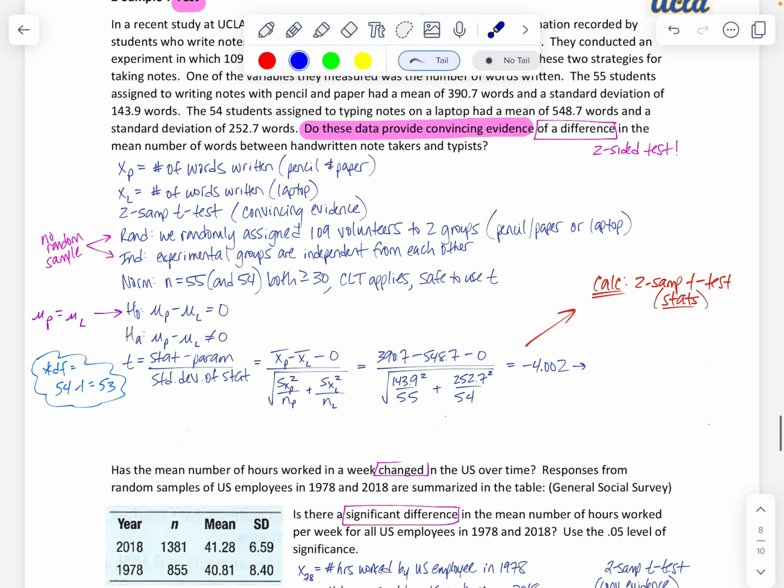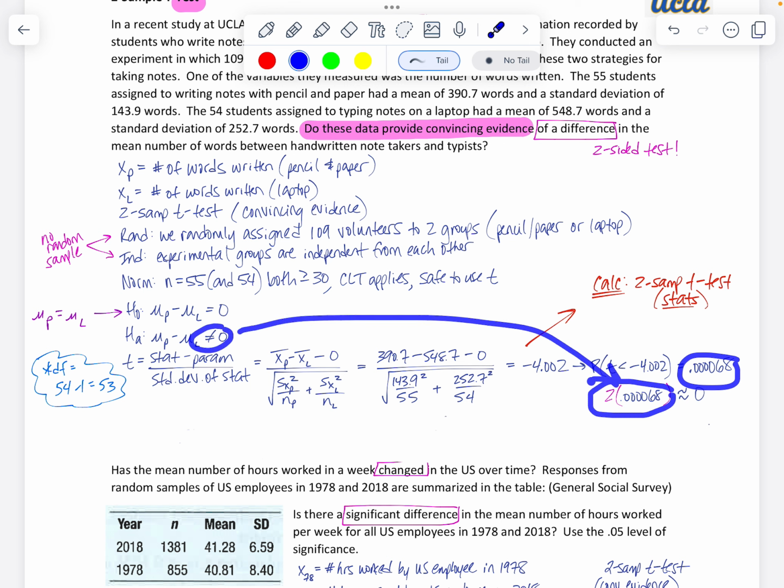So anyway, can you imagine typing in a TCDF of something less than negative 4 standard deviations? Think about what negative 4 standard deviations looks like on a bell curve. Shaded area is going to be very, very small. And here's what my calculator gave me. It gave me a very, very small number, but please don't forget to show the work for doubling it because we have a 2-sided test here. But when you double basically 0, you still get basically 0.